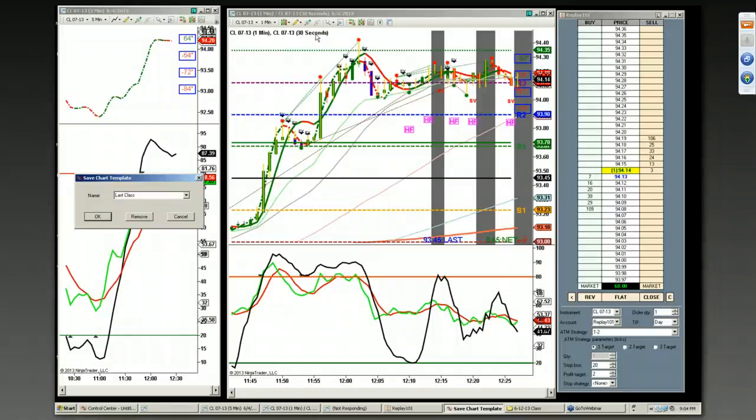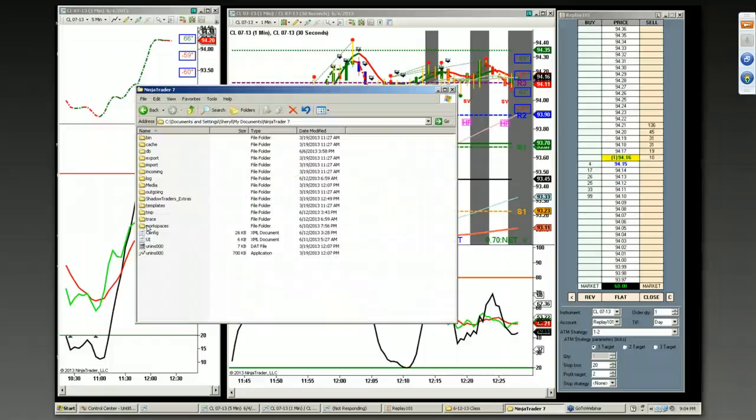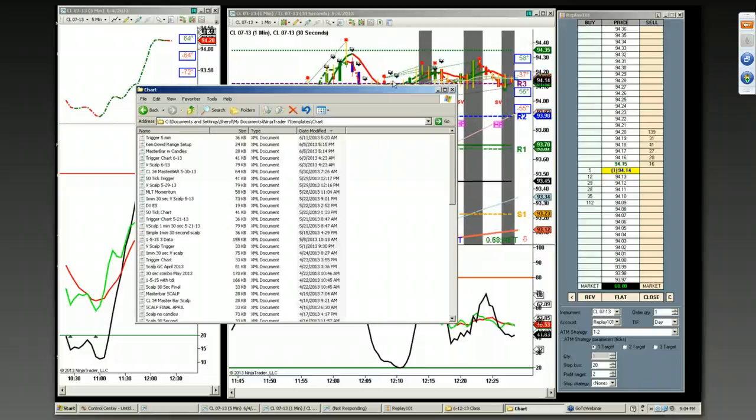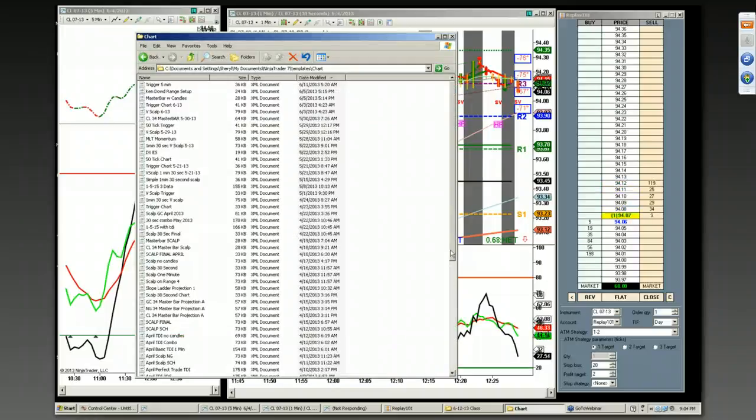Let me show you where the templates are saved, guys. If you go to your NinjaTrader 7 folder in My Documents, and you go to Templates, and you go to Chart. Okay, look at all these templates I have. I'm a lunatic. Sorry. I play all the time with building charts, and I save them. But look how I save them, guys.